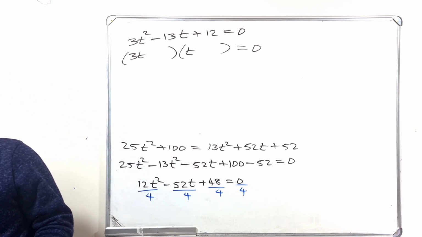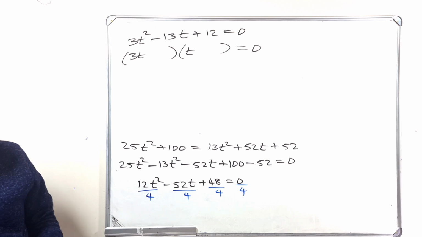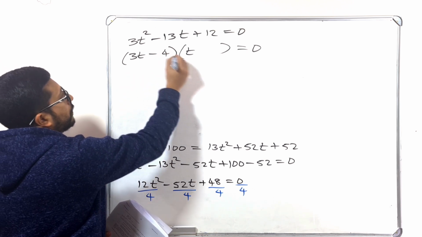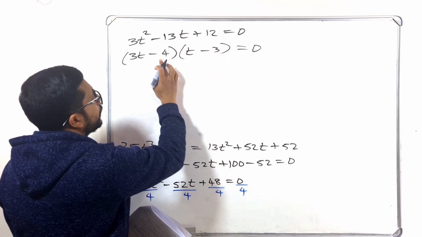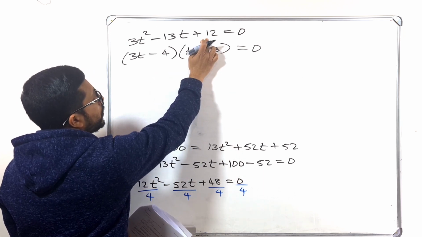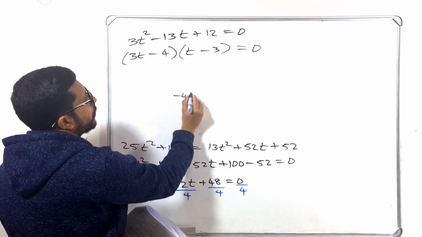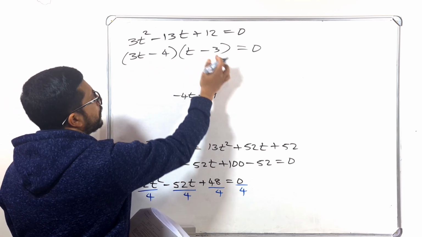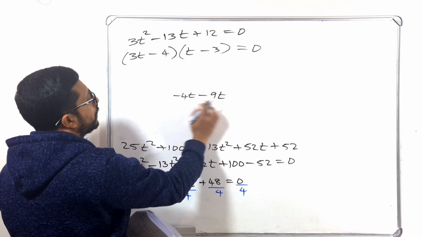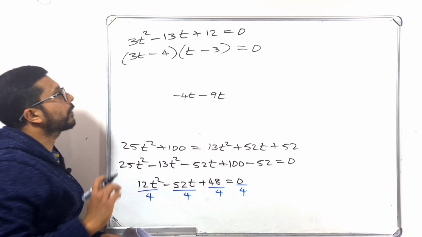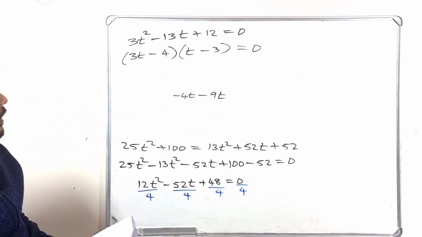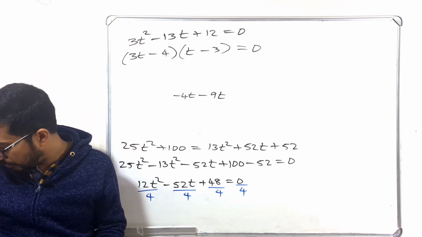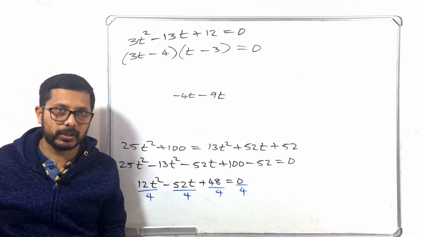What are the numbers? It is not positive, it is minus, am I right? Minus 4 into minus 3 is positive 12, minus 4t, and this one is minus 9, 3 times 3, 9t. This is minus 13. Okay, fine. So 3t minus 4 and t minus 3. Those who don't know factorization, you must study from the algebra section.